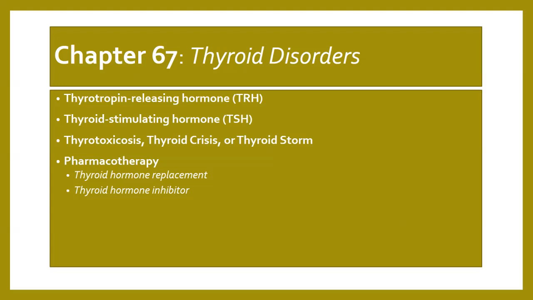All right, now we're moving on to Chapter 67, Thyroid Disorders. Thyroid hormones contain iodine and stimulate the basal metabolic rate of nearly all tissues. There are two distinct hormones, T3 and T4. T3 stands for triiodothyronine, and T4 stands for thyroxine.